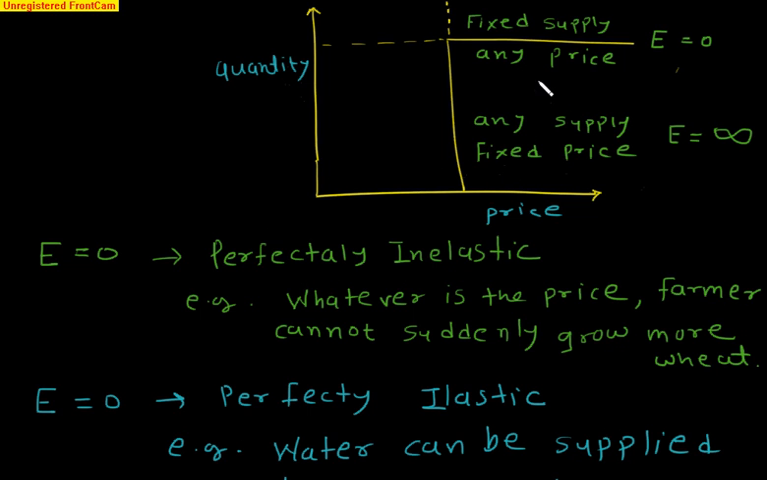Friends, this curve indicates when e equal to 0 and when e equal to infinity. First thing, see here, e equal to 0: whatever is the price, the farmer cannot suddenly grow more wheat. In that case, elasticity is 0 or perfectly inelastic, and the economy is really very unstable.